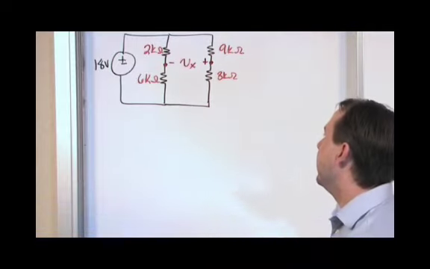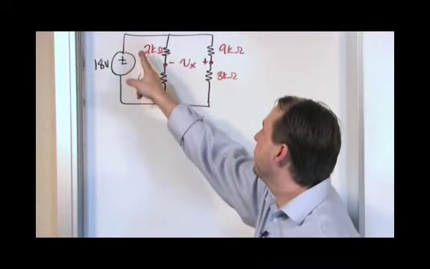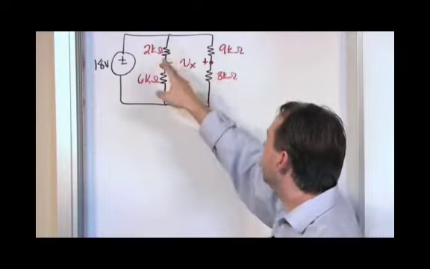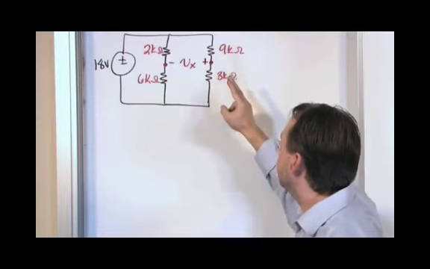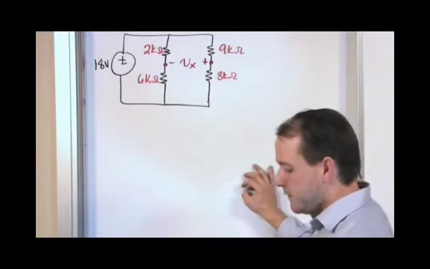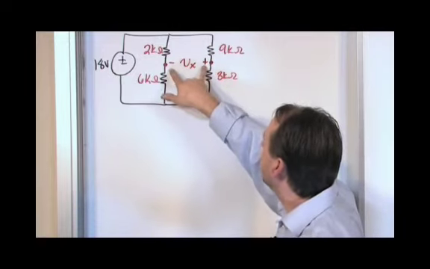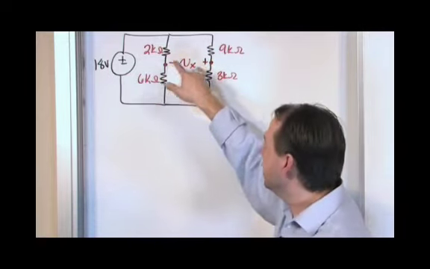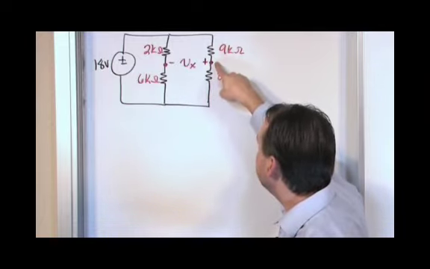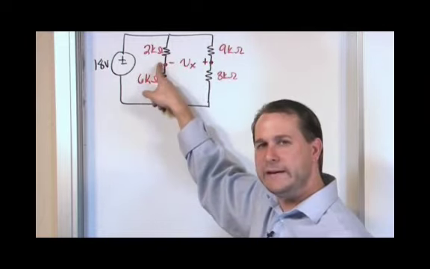What you have is a voltage source. You have resistors that are known everywhere. This is 2 kilo ohms, 6 kilo ohms, 9 kilo ohms, 3 kilo ohms, right? And what you're asked to find is the voltage across this empty air here, basically, from this terminal between these two resistors to this terminal between these two resistors.